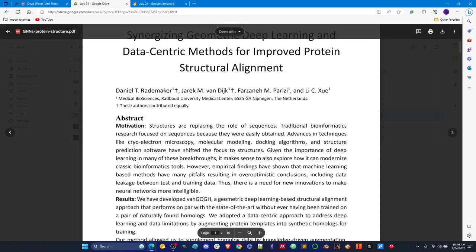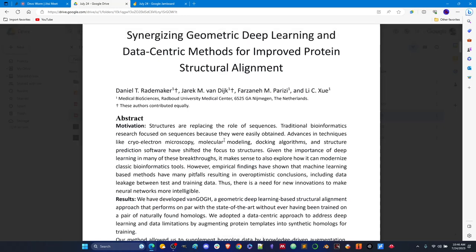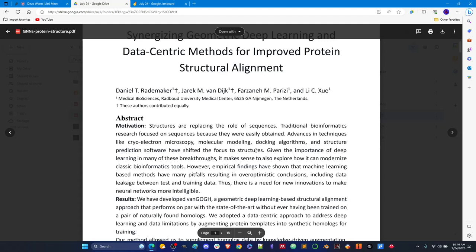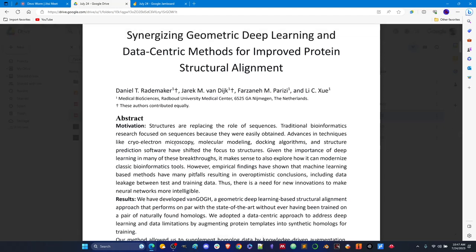Advances in techniques like cryo-electron microscopy, molecular modeling, docking algorithms, and structure prediction software have shifted the focus to structures. So there's microscopy that happens, and you can also do X-ray crystallography. You can get information about the structure of the protein, but cryo-electron microscopy is a little bit more modern than X-ray. This is just a way to get the data so that you can actually model the structure. But then, of course, once you have the structure, you need to model it. You need to understand how it works functionally.